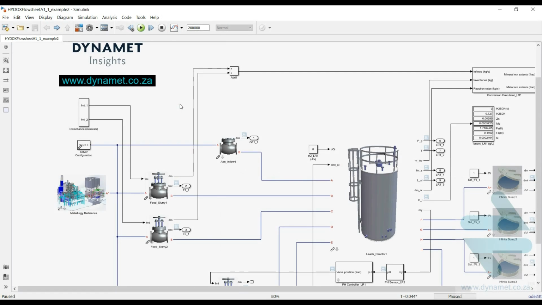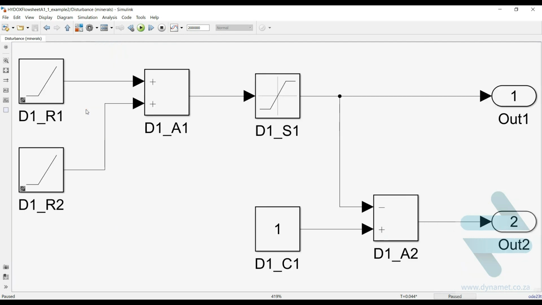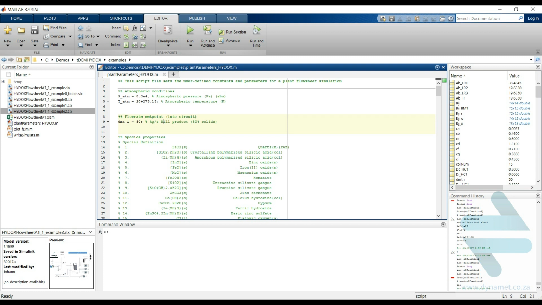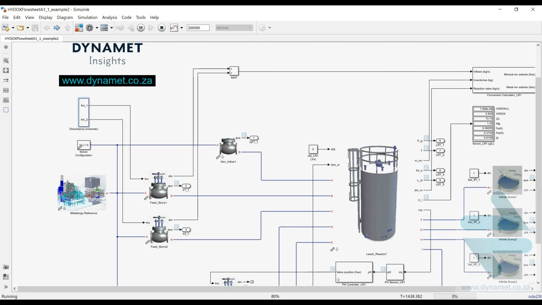Finally, let's quickly look at an upset in a composition of our feed ore. The induced upset can be any function of time. Here I've made it very simple, so let's run a simulation to see what it looks like. Now the total feed rate stays constant, which is not really required, but done here so that we vary one input parameter and then measure the system response.